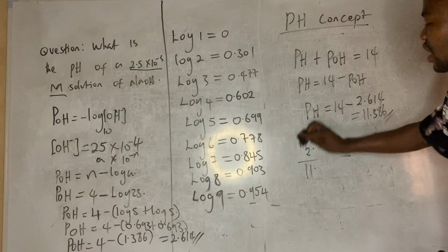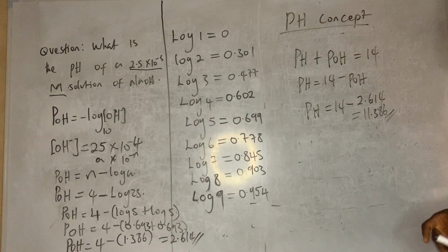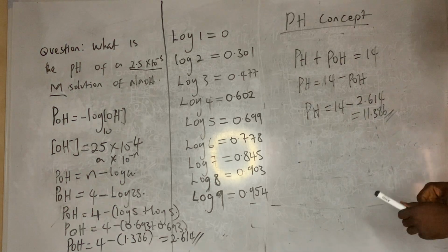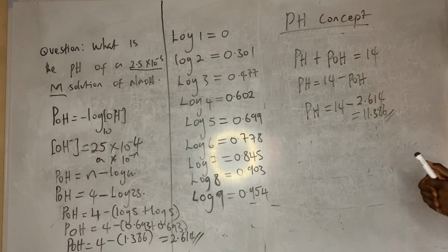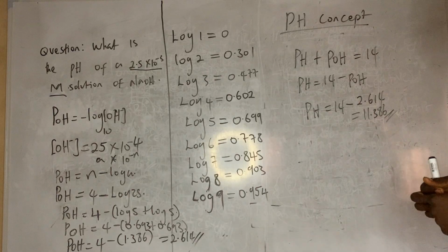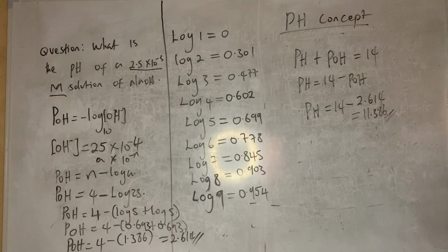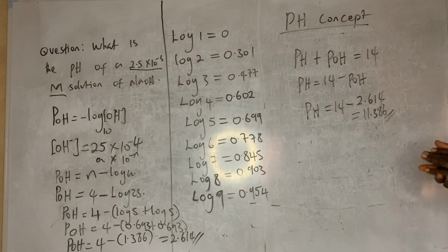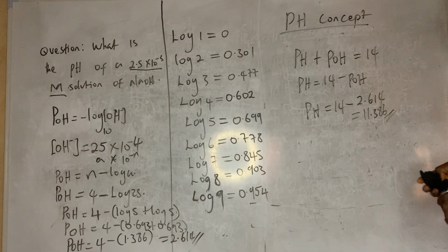We solved it without a calculator. So the pH of the sodium hydroxide concentration is 11.386. Now, I have to drop the next question. It's kind of tricky and easy. Very simple. So I have to wipe this off and drop the next question.